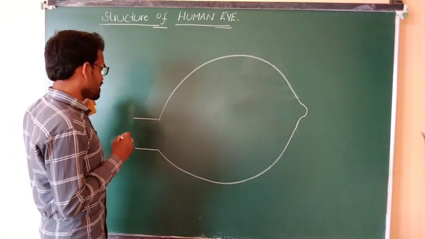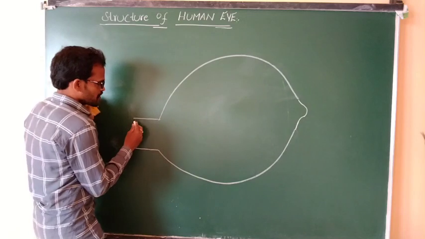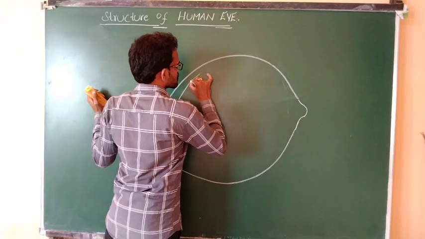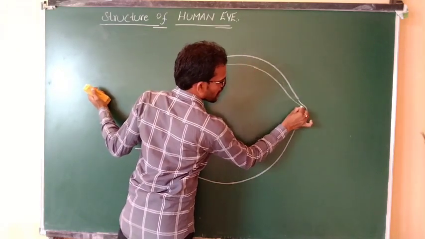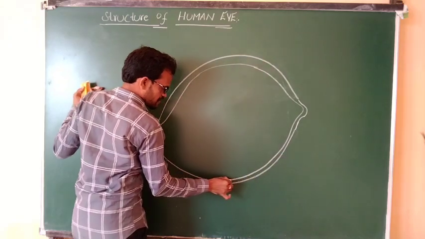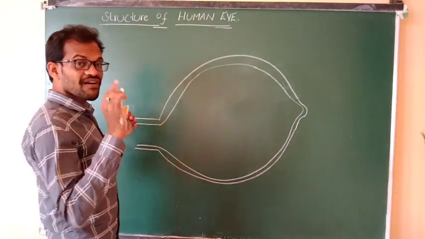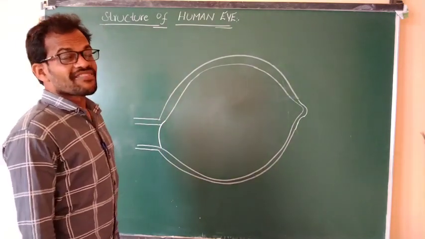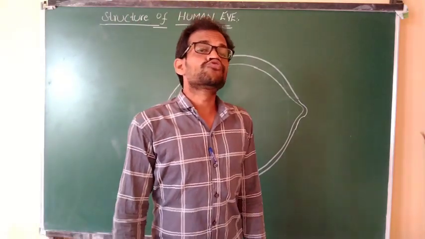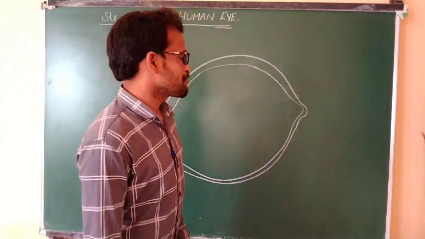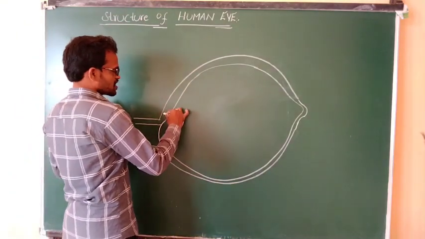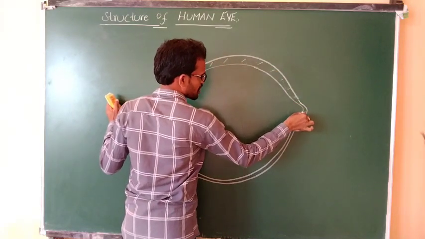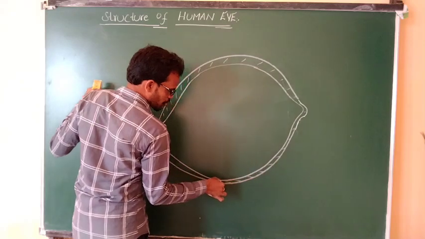See here, the first layer of the eye. The first layer of the eye is known as the tunica fibrosa. Tunica fibrosa. The first layer of the eye is known as the tunica fibrosa.